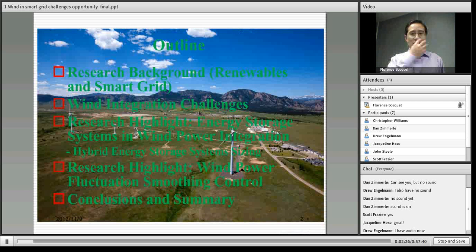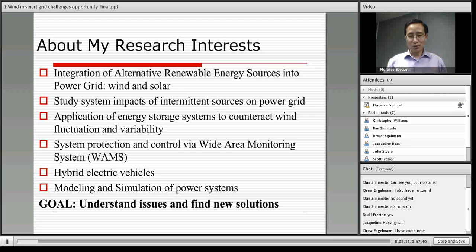And so this is the outline. First, I'm going to talk about my research background, in connection to renewable energies and the smart grid. Then I will discuss the wind integration challenges, and after that I will do two highlights of my group's research. One is the application of energy storage systems, and the second is the wind power fluctuation smoothing control. So basically, these two topics are both related to fluctuation control. And then I will do a conclusion.